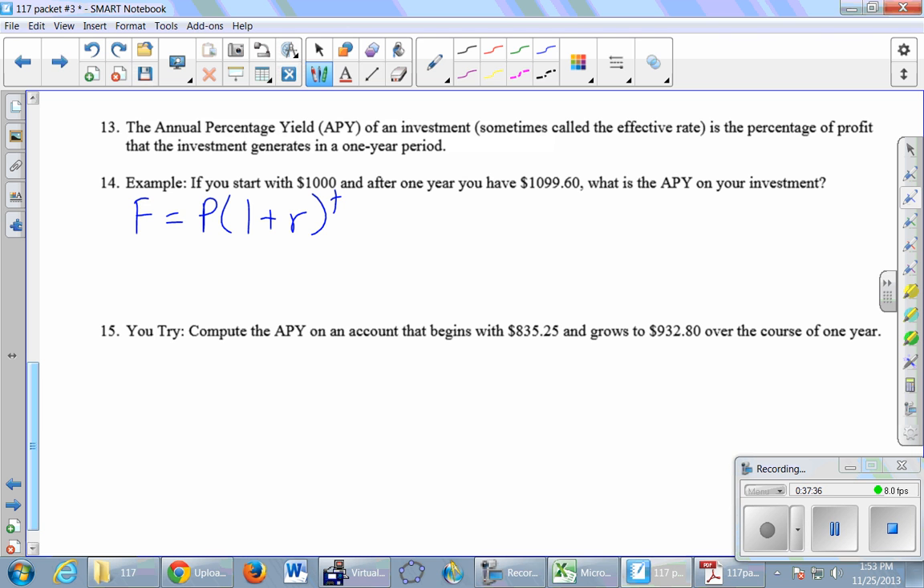F, what number is F in this problem? 1,099.60. What is P? 1,000. 1 plus, what is R? We don't know. R is what we're after. R is the interest rate that we're trying to figure out. What did we really earn? What is T? It's 1 because we're trying to find out what it's worth in a year. It's 1 year past. So that's just a 1. So that's the equation we need to solve. And I will highlight that the APY is the R in this formula.